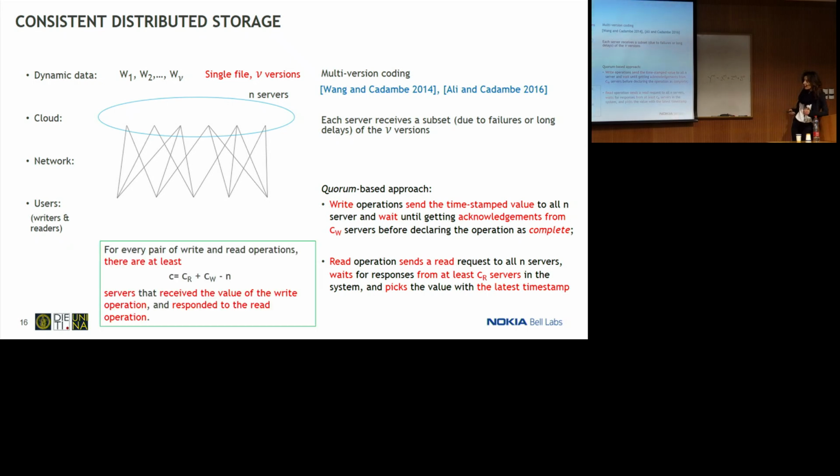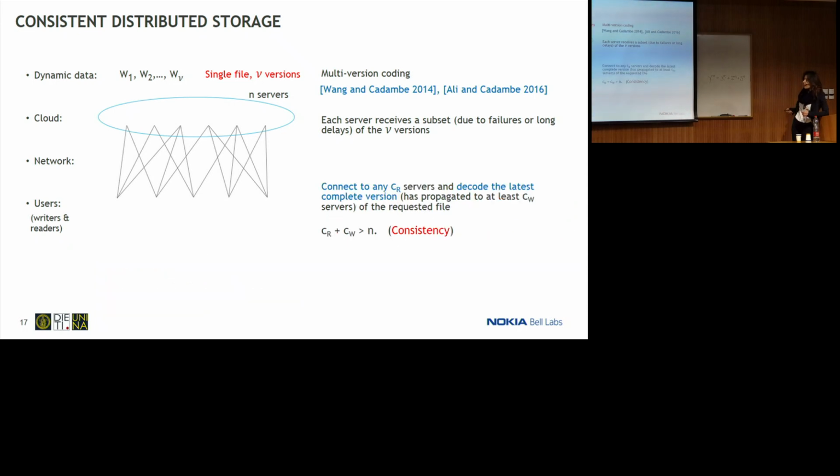Okay, so now if this is the protocol, then it's clear that for every pair of complete write and read operation, there are at least C servers, where C is equal to CR plus CW minus N, that have received the complete file that is written in storage right now in the system and have responded to the read operation. So given this protocol, consistency is ensured in the system if CR plus CW is larger than N. This is a sufficient condition for consistency.